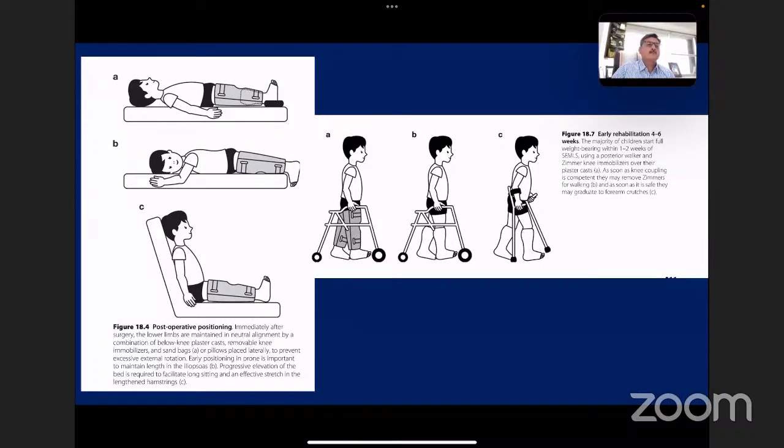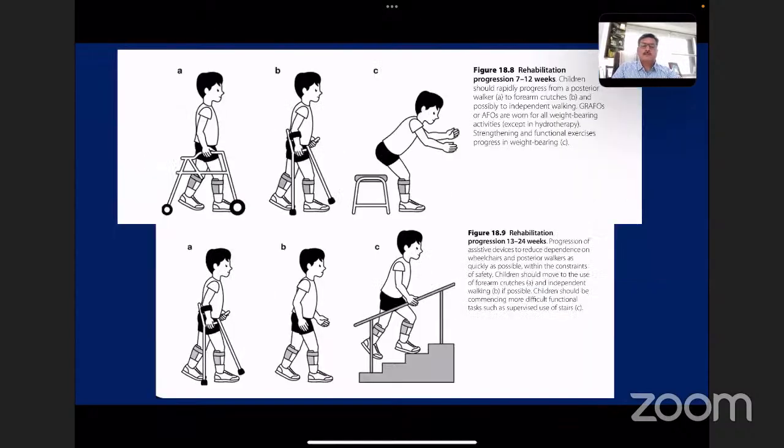Weeks 4 to 6 are a very important period. The priorities in weeks 4 to 6 are regaining muscle strength, encouraging weight bearing and reintroducing walking, because the dynamics of gait have been changed after surgery. So we have to reintroduce walking in this phase, and as soon as possible graduate the child to forearm crutches in the early 4 to 6 weeks.